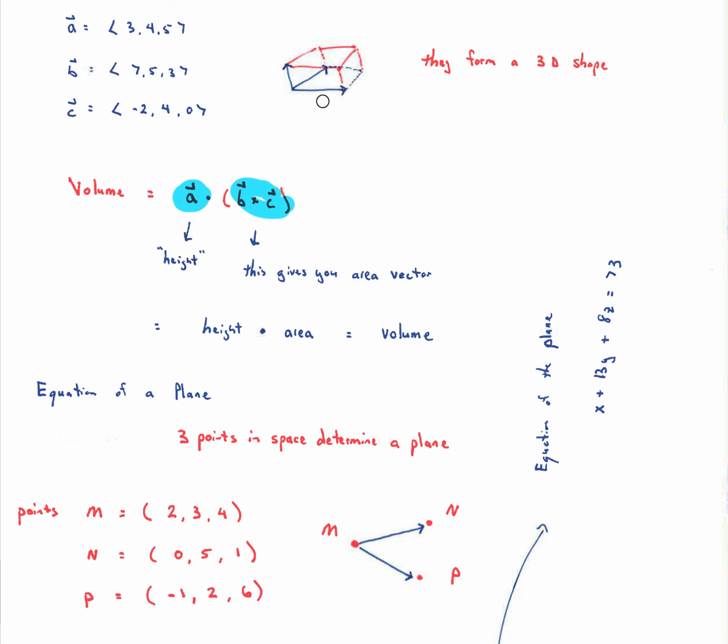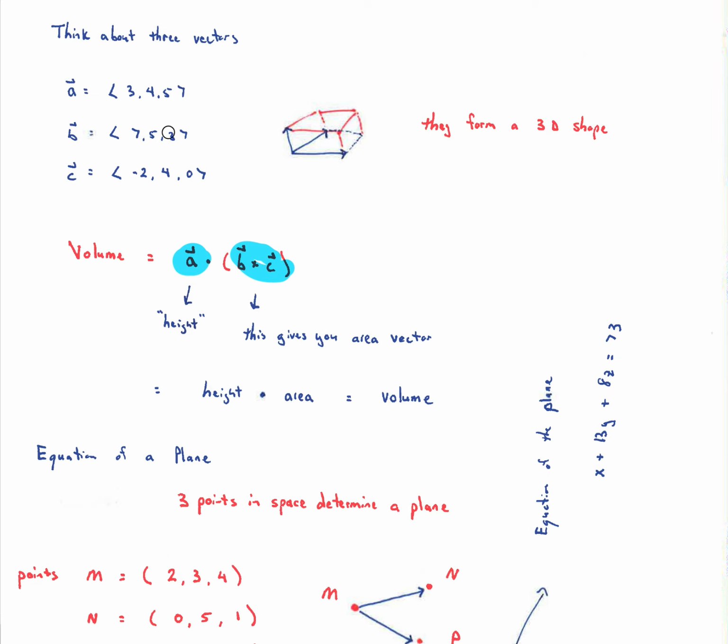Okay, so what you can do is you can just look at B cross C, find the cross product, which is a vector, and then you can take the dot product of that vector with A to find the volume of this 3D shape. Again, very, very important.